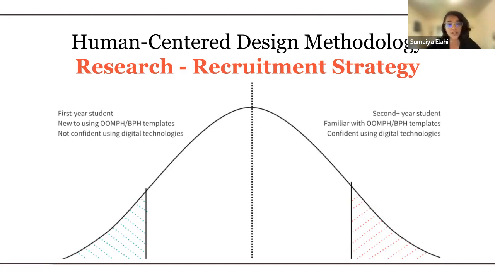So you'll see in this graph, there are folks from two ends of the spectrum. First we have first-year students who may be brand new to using the Berkeley Public Health templates and may not feel as confident about using the B course template, all the way to second-year students who may have had prior exposure to these templates already. So they have some mental model that's already set in stone, but they might also feel confident about the digital technologies or not. We wanted to capture both perspectives to have a more holistic understanding of how they navigate and go about these templates.